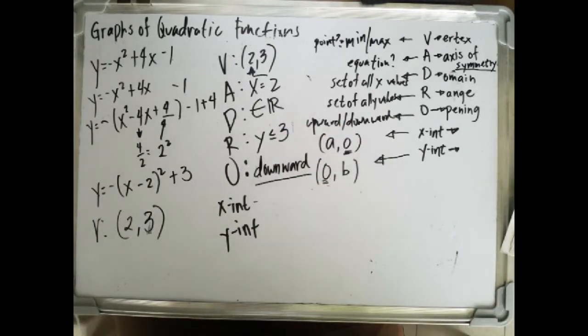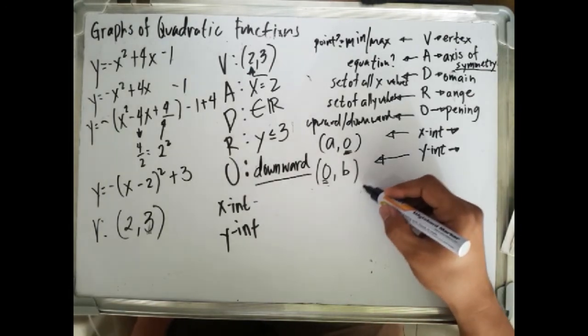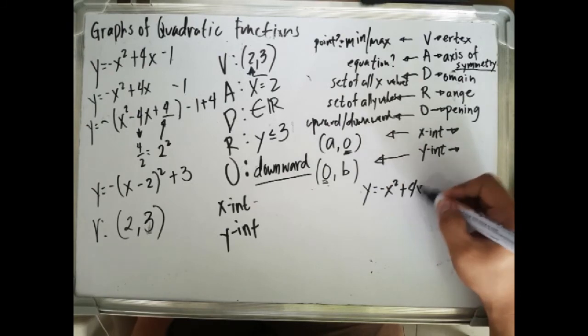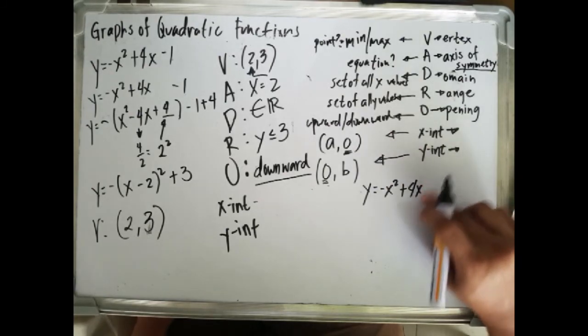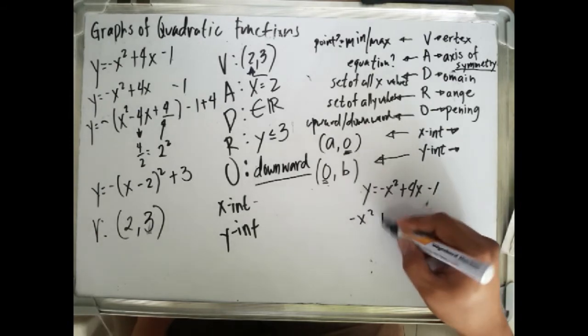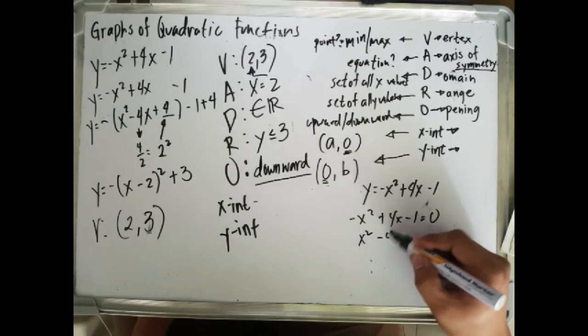Okay, so next, x-intercept natin. So x-intercept natin, so gamit sa original equation, or function rather. So gagawin natin ay set natin yung value ng function, so we have negative x squared plus 4x minus 1 equals 0. So palitan natin lahat ng sign.